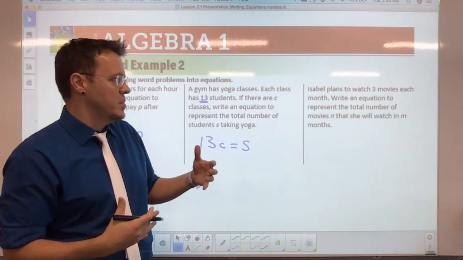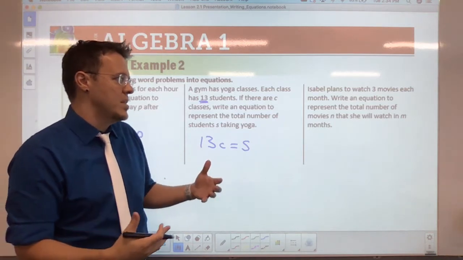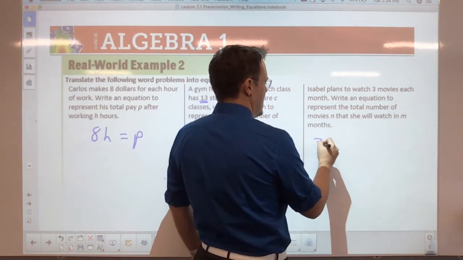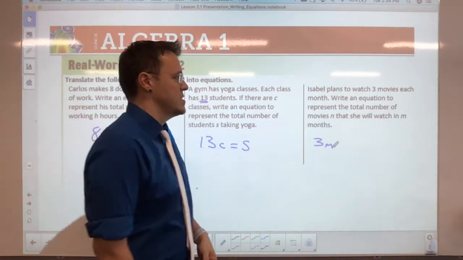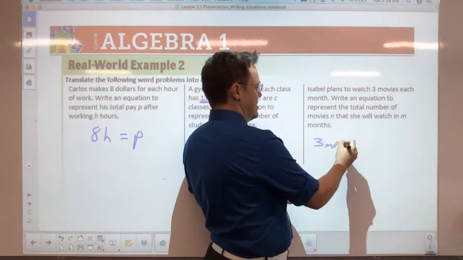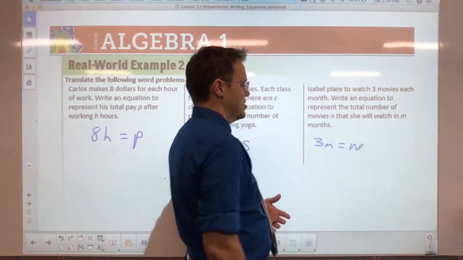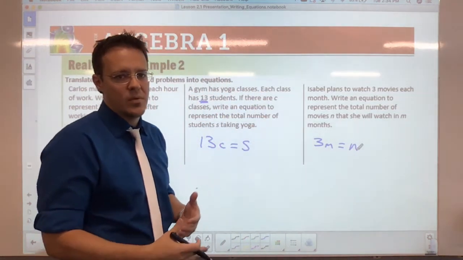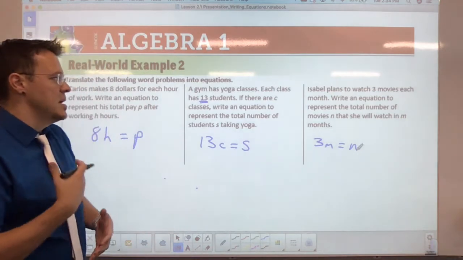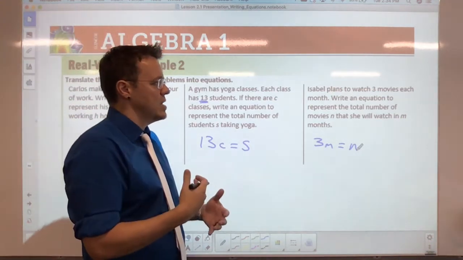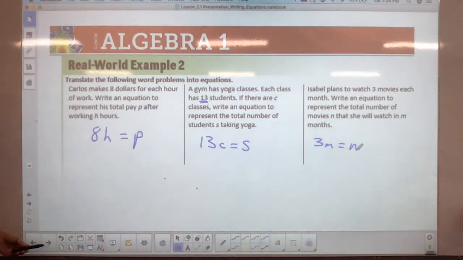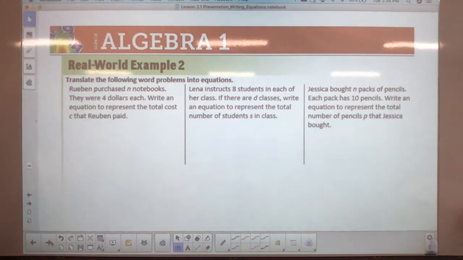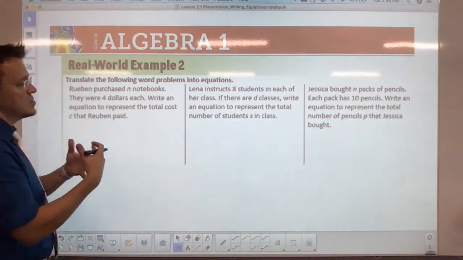All right, and then Isabel plans to watch 3 movies each month. So we know we're going with 3, and she's going to watch them each month. Write an equation to represent the total number of movies, annotated by N, that she'll watch each month. Simple. Make sure that as you go through this year, guys, word problems don't scare you anymore and that they're relatively simple. Set these ones up real quick and we'll get going.